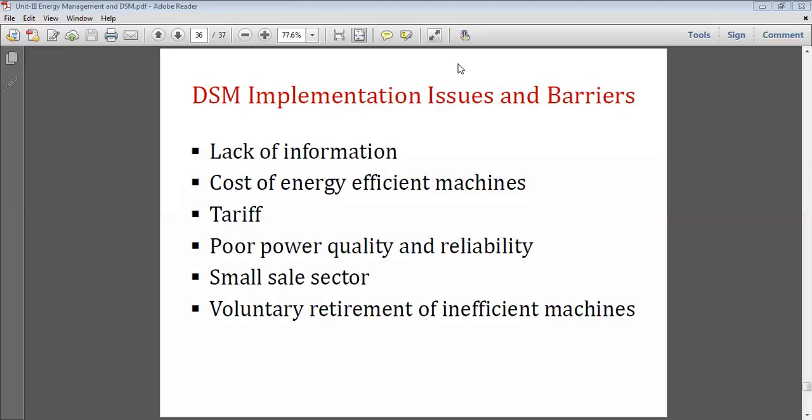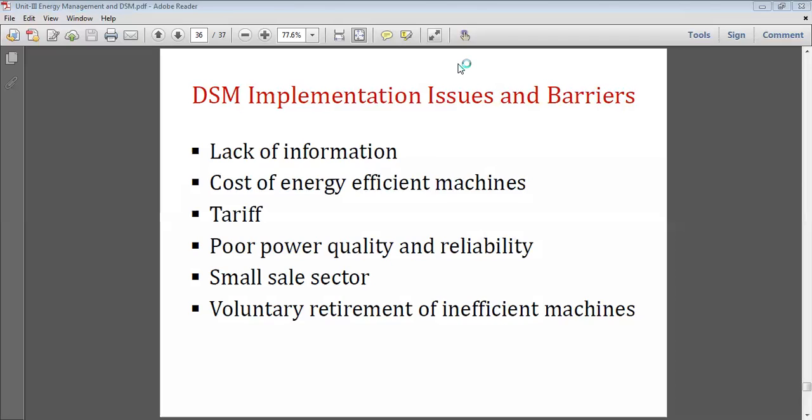You will say, no sir, it is still working, so why should I replace it? I will replace it only when one or some of the fans are not working. Instead of repairing, I will replace it by a new fan. It's okay. But people are not ready to replace existing working machineries by energy efficient ones. So it is called voluntary retirement.